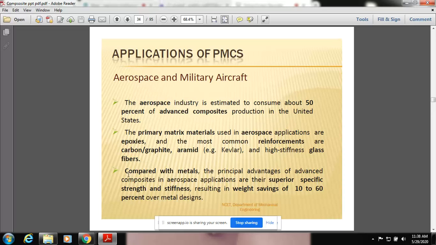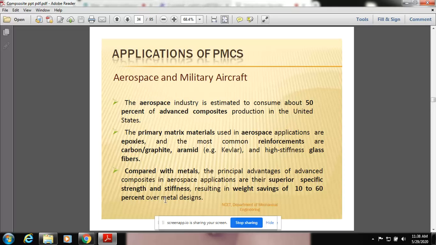Also, compared with metals, the principal advantage of advanced composites in aerospace applications is superior specific strength. I mentioned here that the weight saving is 10 to 60% over the metal design. If you are able to reduce the weight by 10 to 60%, just imagine how much of the entire weight of a component or an entire vehicle is reduced. If the entire weight of a vehicle is reduced, it means that we are achieving some kind of efficiency.